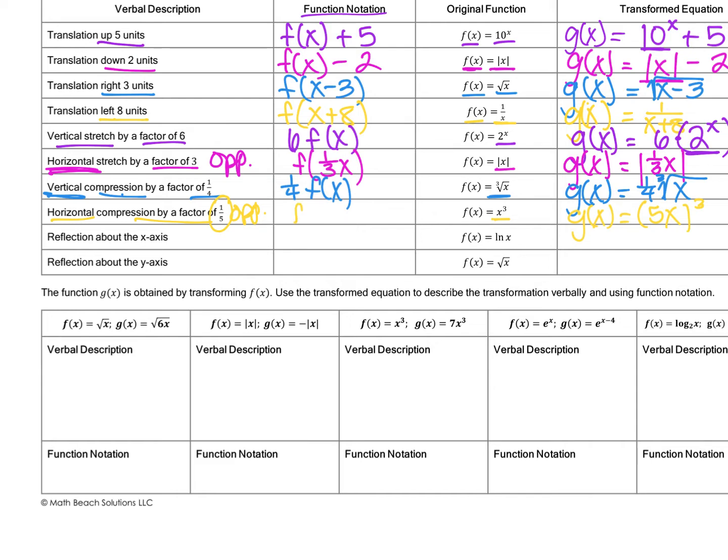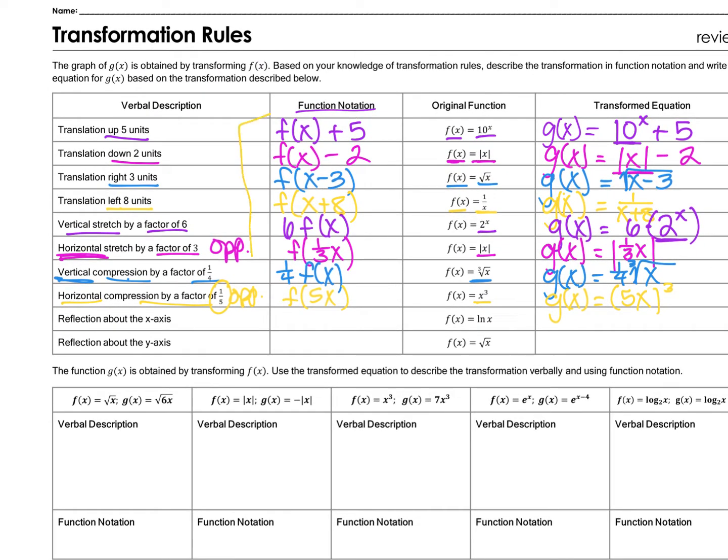So whenever I write my function notation, I need f and then 5x on the inside. So if you've noticed on all of these function notations, you should not have anything besides f of x and then your transformation. So you don't need exponents, you don't need radicals, fractions. All you need is the function and then whatever the transformation is.